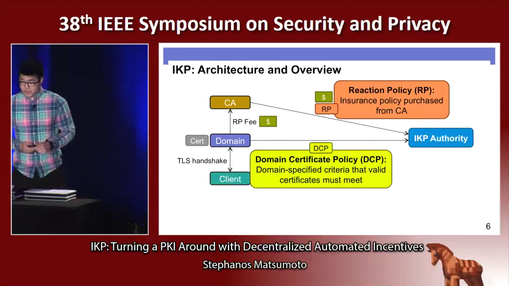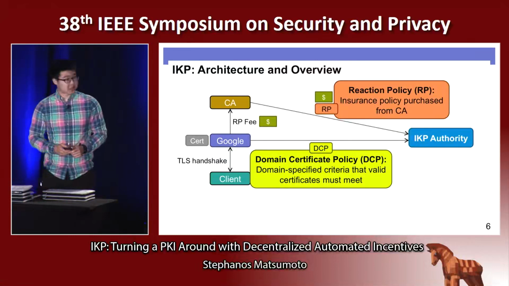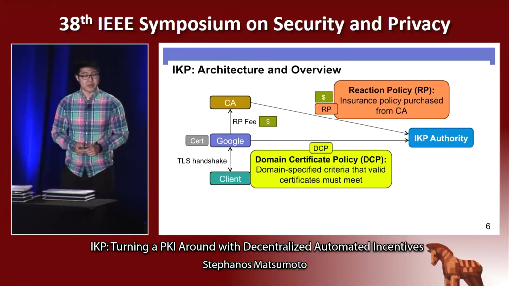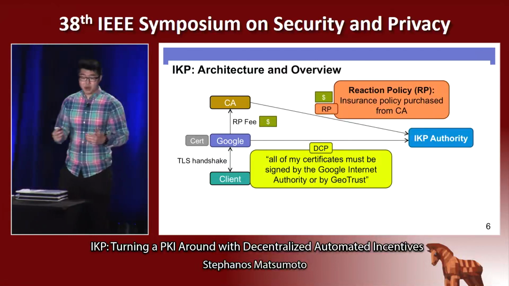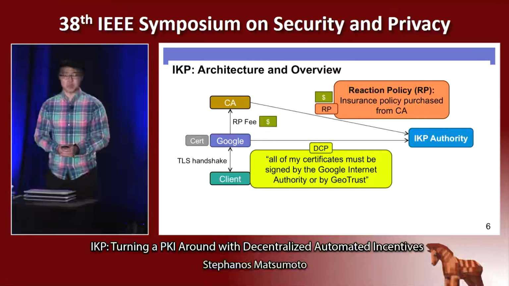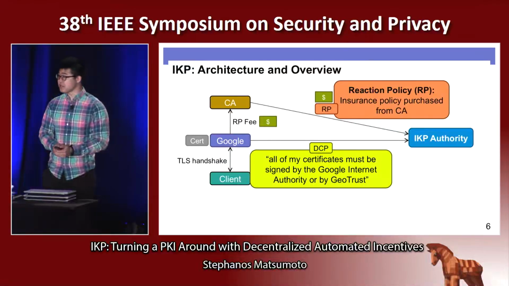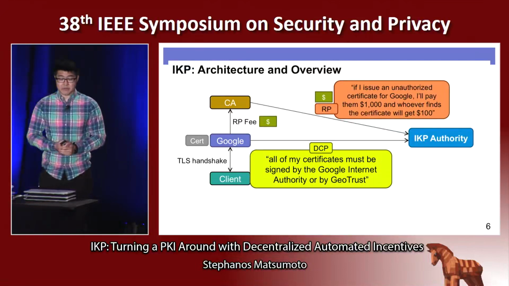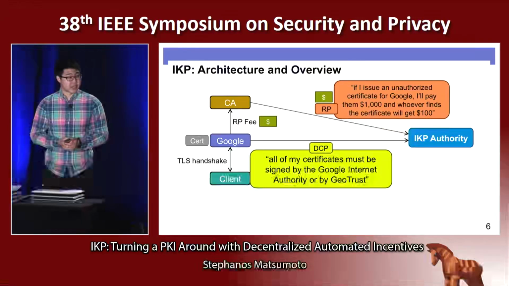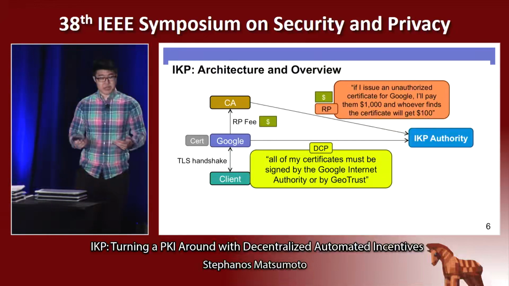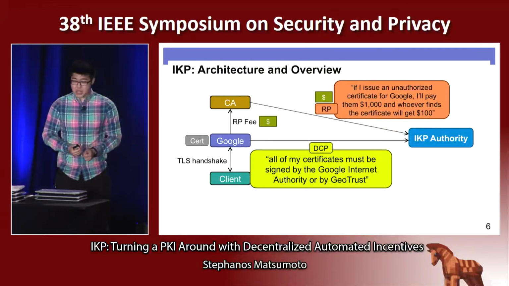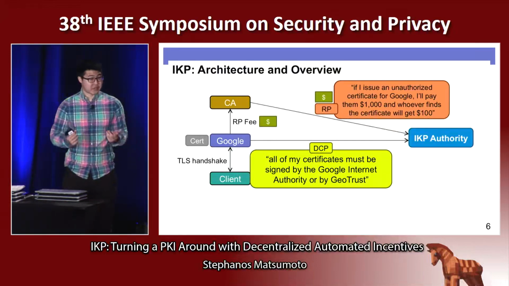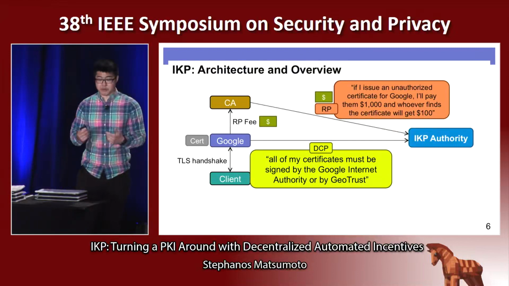Now, if we imagine as a concrete example that this domain is Google, its certificate policy may say something like, all of my certificates have to be signed by one of 2 authorized CAs. And a reaction policy may say something like, if there is an unauthorized certificate issued for Google, then they will receive $1,000 as compensation, and whoever finds such an offending certificate will get $100 as a sort of bounty.